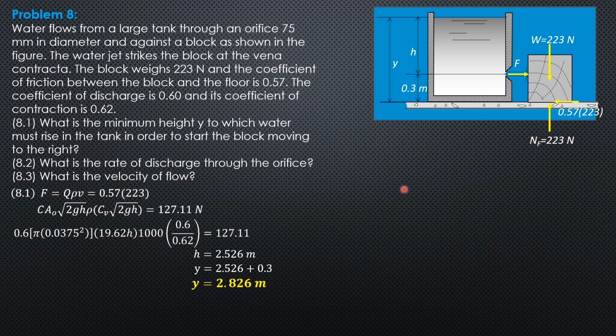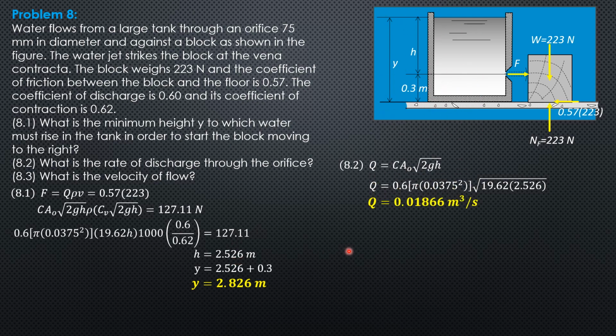What is the rate of discharge through the orifice? It is just this part, Q. So 0.6 times pi times 0.0375 squared times square root of 19.62 times 2.526. So the discharge is 0.01866 cubic meter per second.